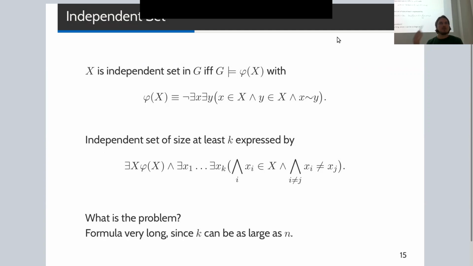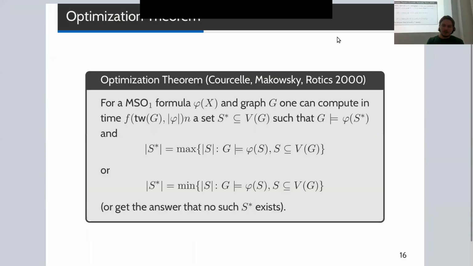So if you're looking for a very large independent set that maybe contains half the vertices of the graph or something like that, then this becomes infeasible. You don't get this nice FPT running time. So we want a running time that is independent of the size of the independent set that we're looking for. And this is something that this following optimization theorem, this optimization variant of Courcelle's theorem due to Courcelle, Mosbah, and Oum, gives us. So this is a result about optimizing some MSO formula.